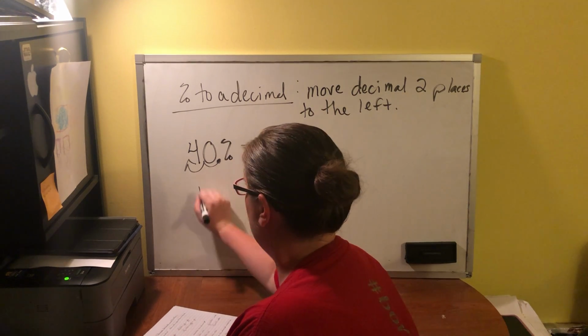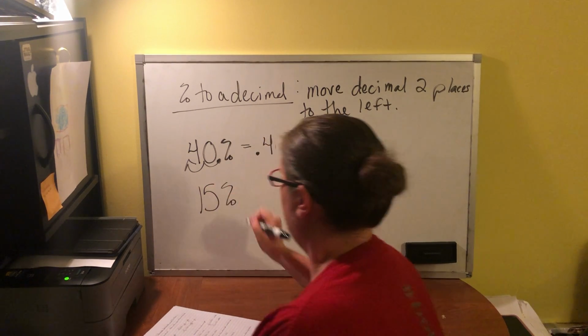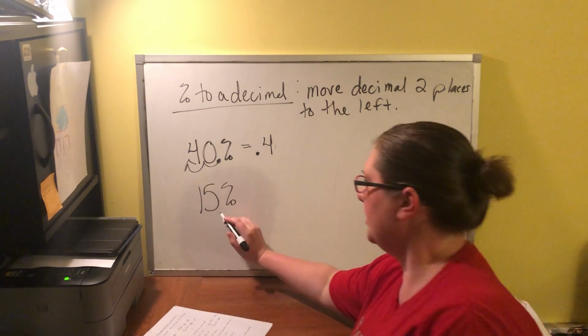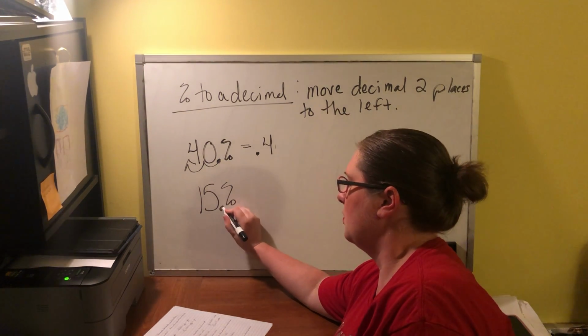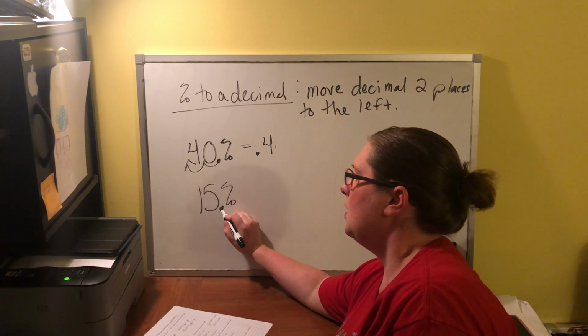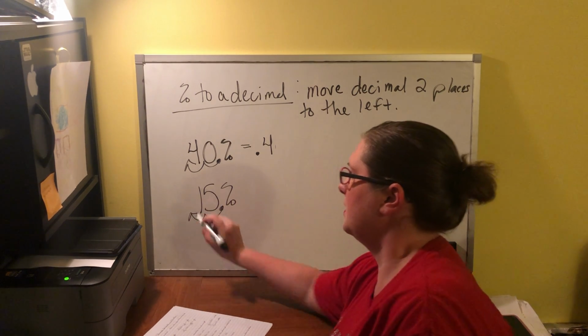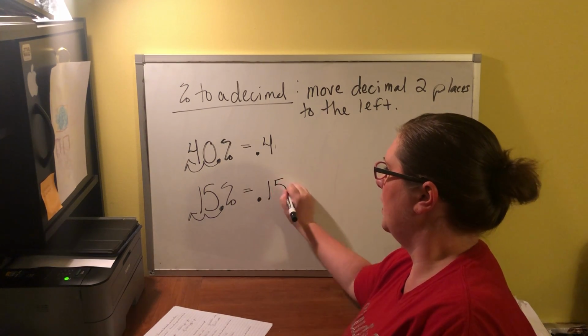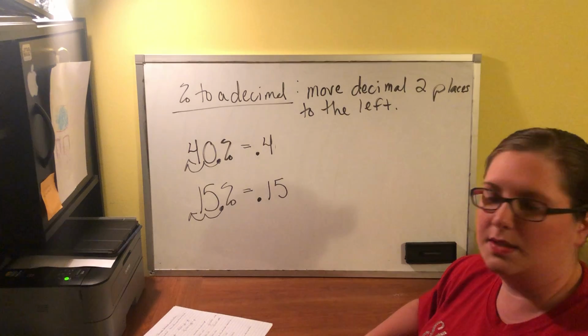Let's say we were given 15%. Same thing. 15 is a whole number. So the decimal is to the right of that number, to the right of the 5. We're going to move it 2 places to the left. So we now have 0.15, and we do not need the percent sign.